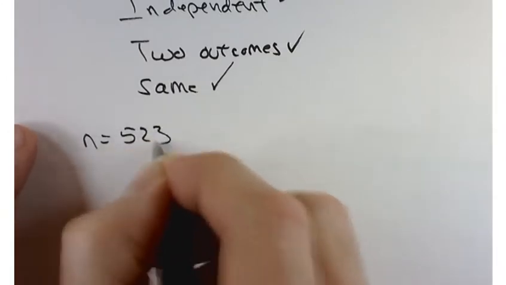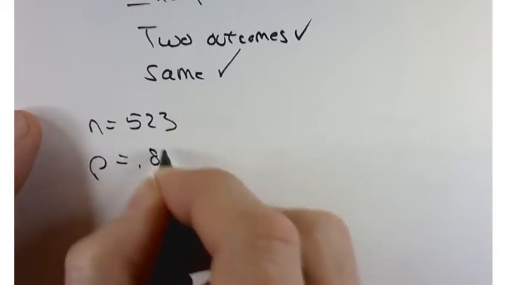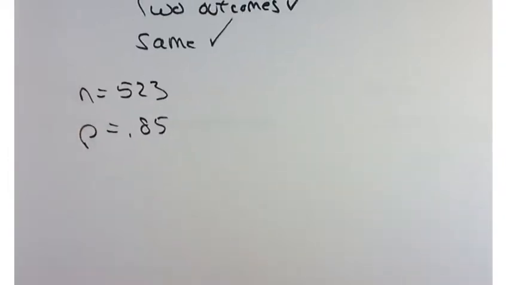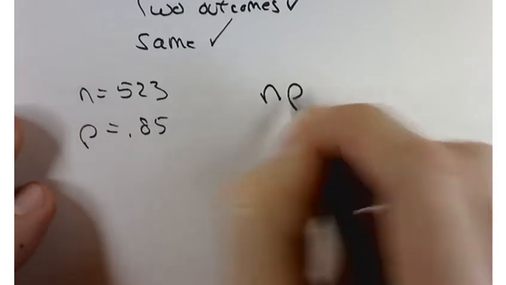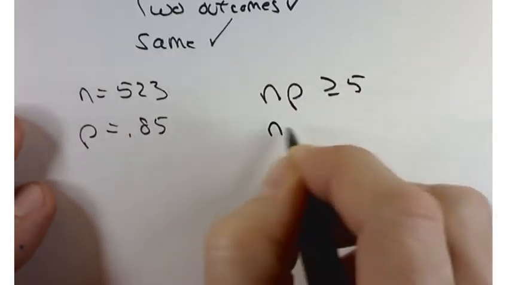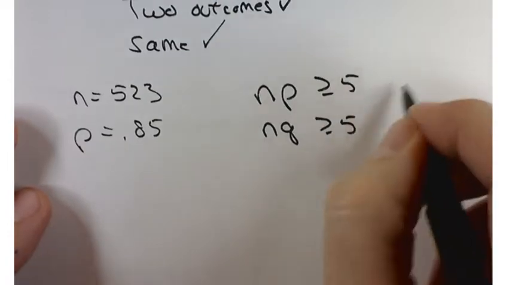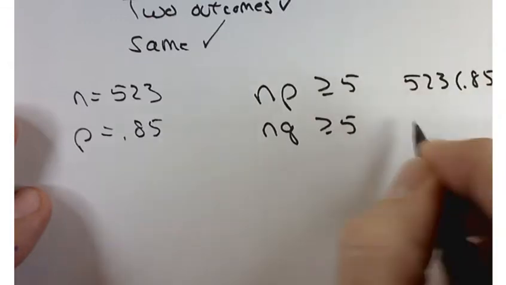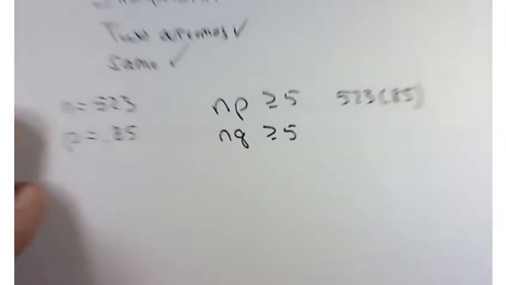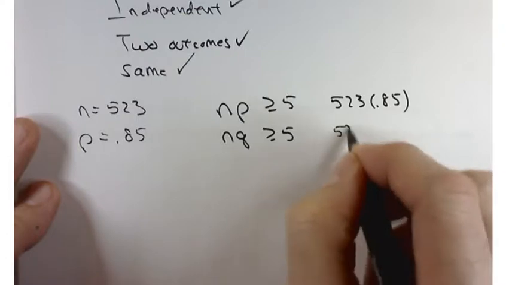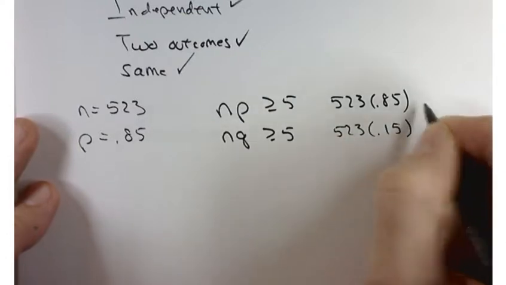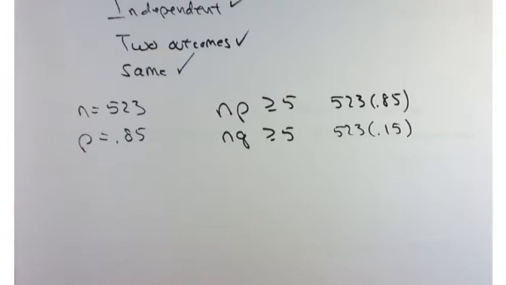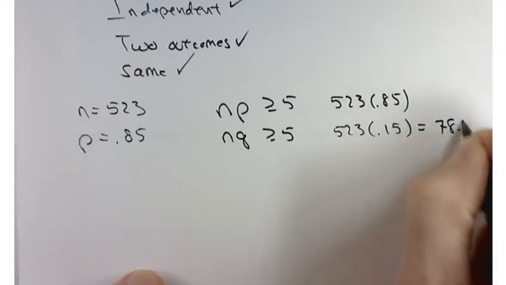Let's write down some things here. N is 523. Probability of success is 0.85. Let's check our assumptions here. Want to check that NP is greater than or equal to 5 and NQ is also greater than or equal to 5. So 523 times 0.85, I'm pretty sure that that one's going to be greater than 5. What's Q in this case? 0.15. And again, I'm sure that that one's greater than 5. All right, 78.45.